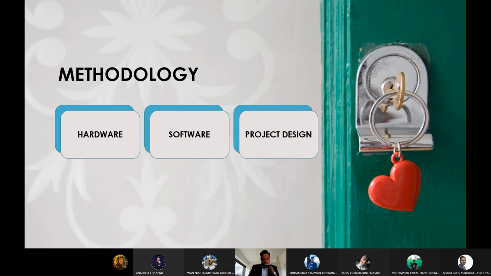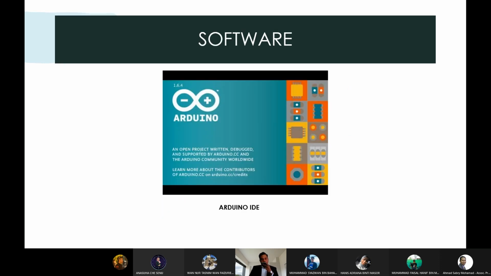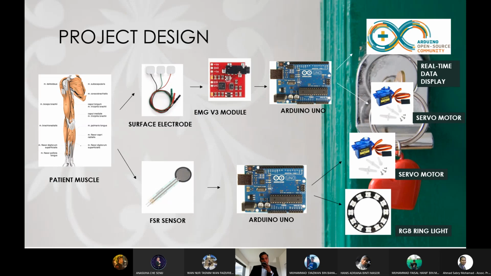I'll proceed to the methodology of the project. There are three parts, which are hardware, software, and project design. There are six hardware used for this project: EMG electrode, EMG module board, FSR sensor, which is force sensitive resistance sensor, Arduino Uno, and for the output, an RGB 12-bit ring light and servo motor. The software used is Arduino. This is the project design.